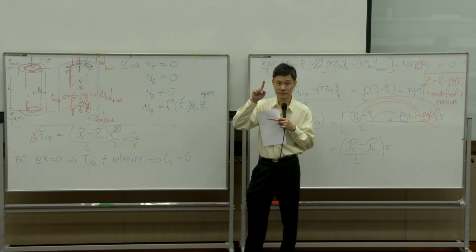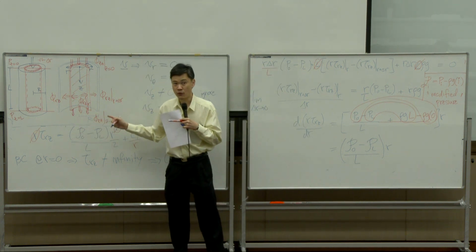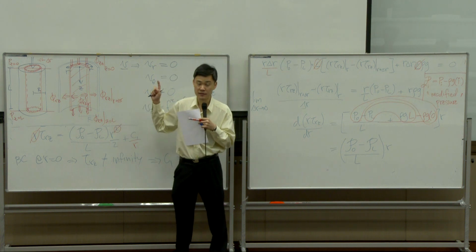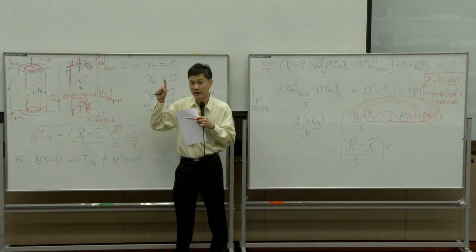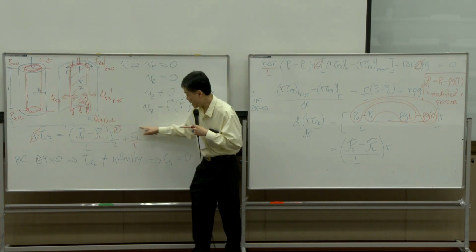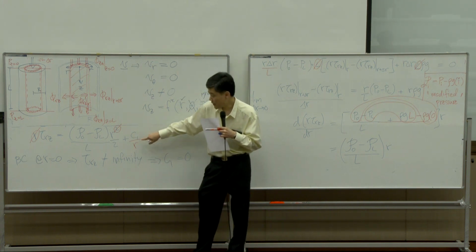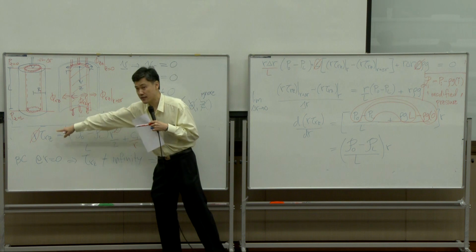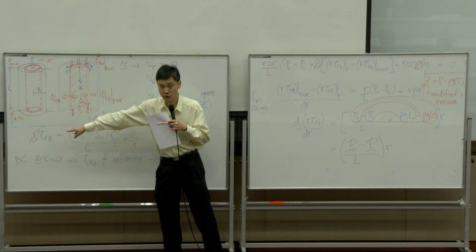One more time. As I said, the whole equation is correct everywhere in the system, including at the center. But at the center, r equal to 0, that makes this term infinity. If it is infinity, it means that tau is also infinity, which is not true.